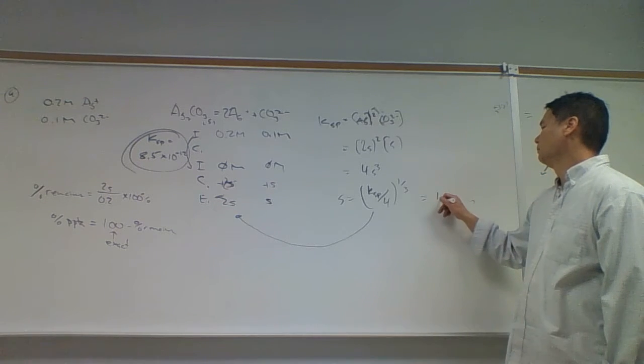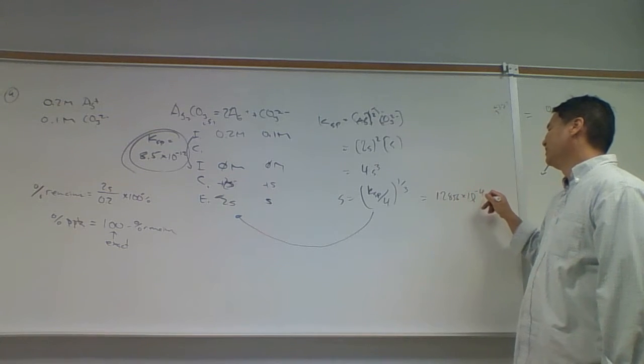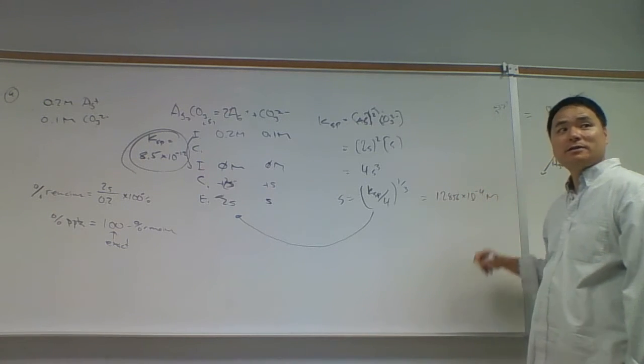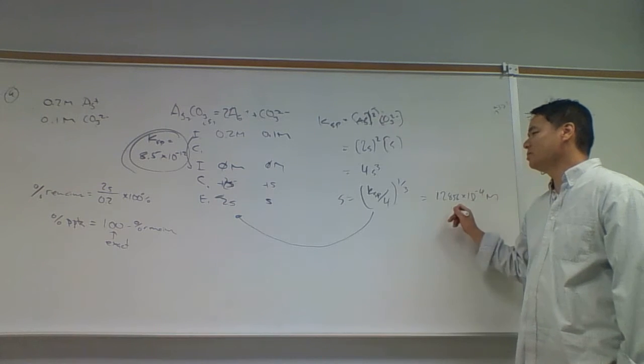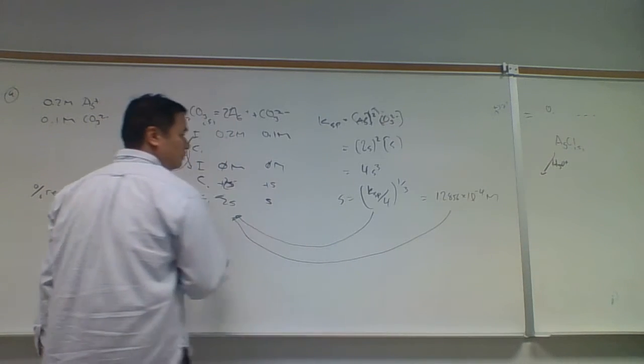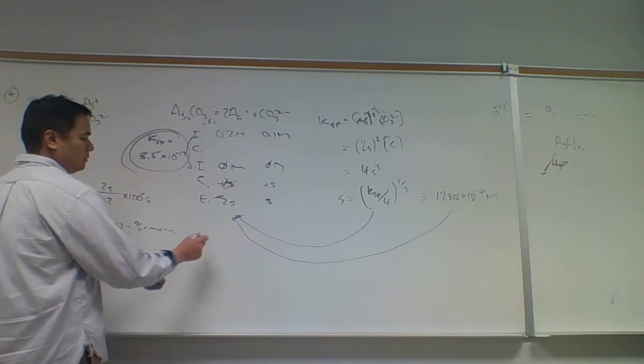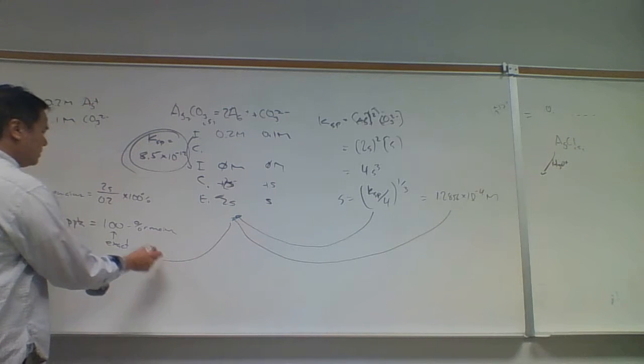1.2856 times 10 to the negative 4. Is that what you guys got? Yeah. Okay, then times 2. So 2.57. Sum it up with decimal sign. 2.5712. Okay, and then do this.